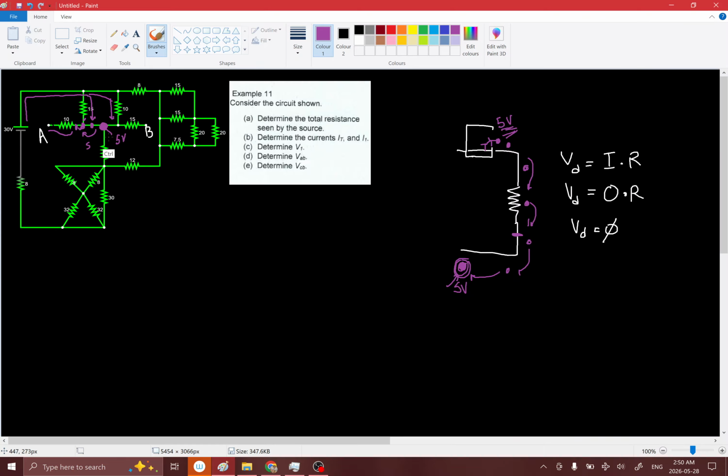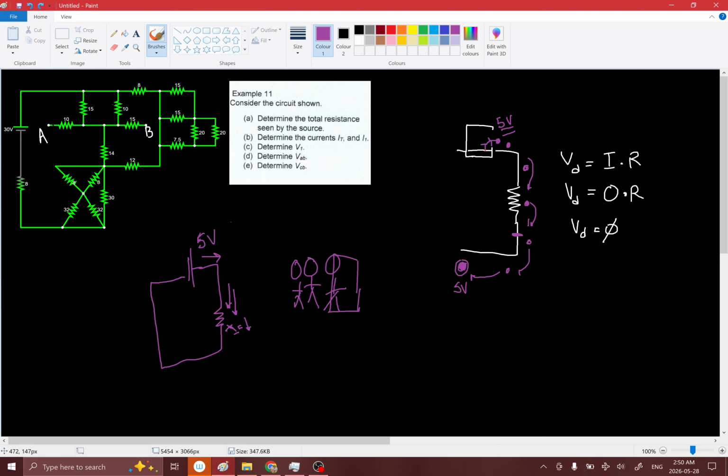Sorry, let me just erase this stuff. This could take a second. I don't know why Paint is such a slow software. Maybe because it's free and not optimized. But it's going to take a second here because it's going to keep on deleting stuff.